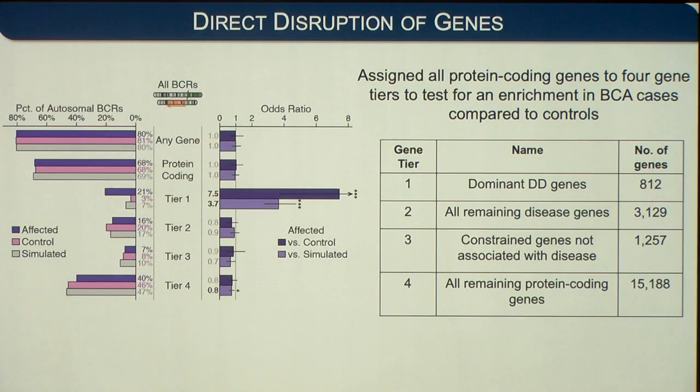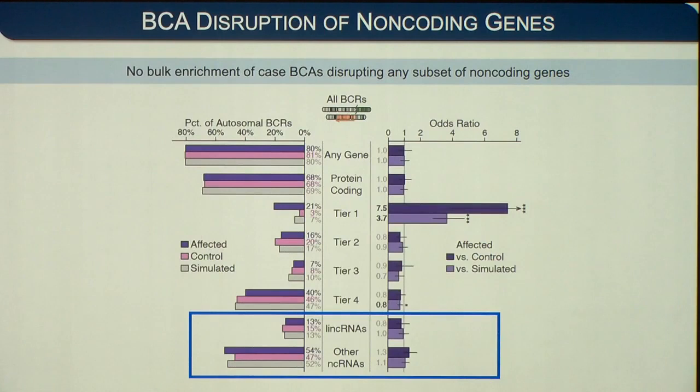This suggests that when a BCA disrupts a known disease gene, it confers about a 7-fold increased risk for a developmental disorder. We also wanted to look at the disruption of non-coding genes, and we did not observe any significant enrichment of BCAs disrupting lncRNAs or other non-coding RNAs in cases compared to controls.